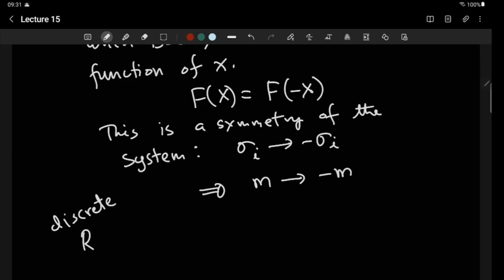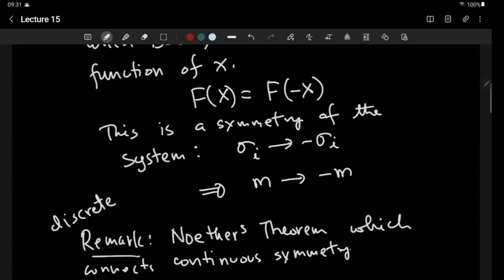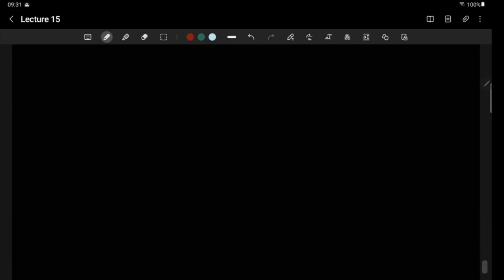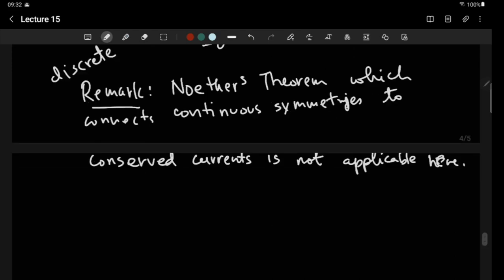So the remark is: know this theorem which connects continuous symmetries, so there should be some Lie group, to conserved currents. Here there is no conserved current, nothing.